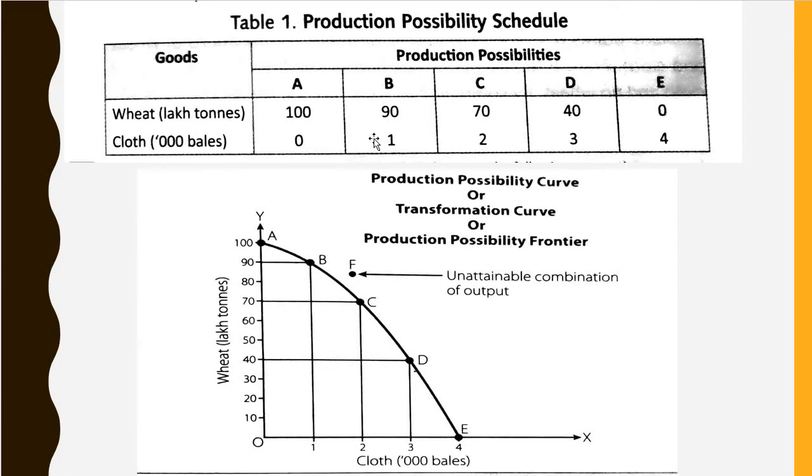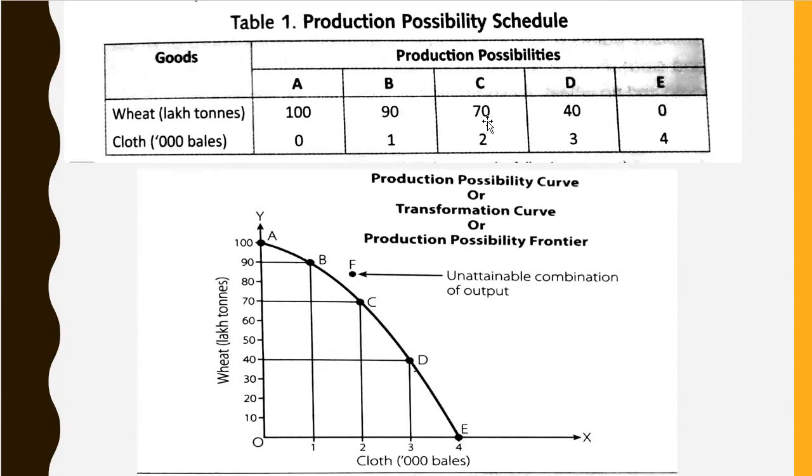In possibility B, we can see that in order to produce 1,000 bales of cloth, the economy will have to give up 10 lakh tons of wheat. The difference between 100 and 90, that is 10. Now, possibility C shows that in order to increase the cloth production by one more unit, the wheat production will have to be reduced by 20 lakh tons. That is the difference between 90 and 70.